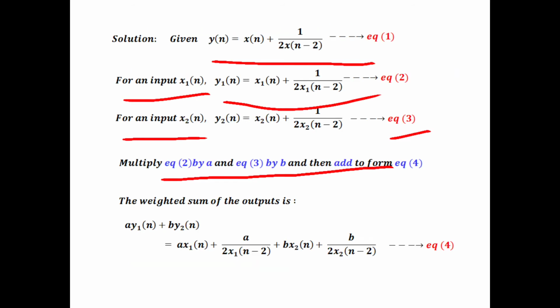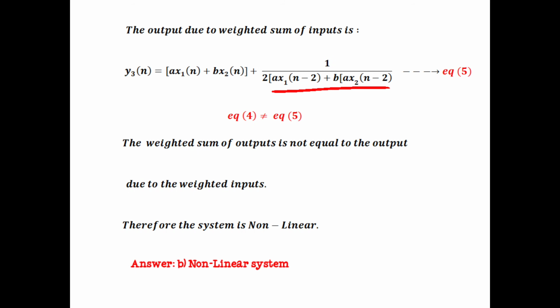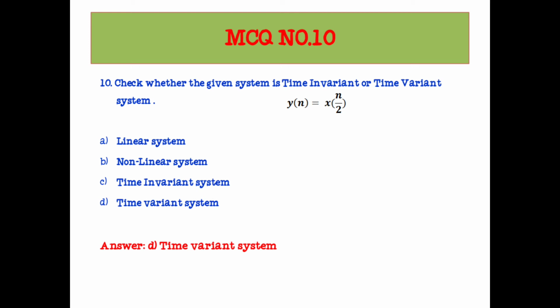So in equation 4 we have separate terms, a divided by plus b divided by, but here both are combined, 1 divided by. You cannot separate those terms. So equation 4 is not equal to equation 5. So the weighted sum of outputs is not equal to the output due to the weighted sum of inputs. The system is a non-linear system.